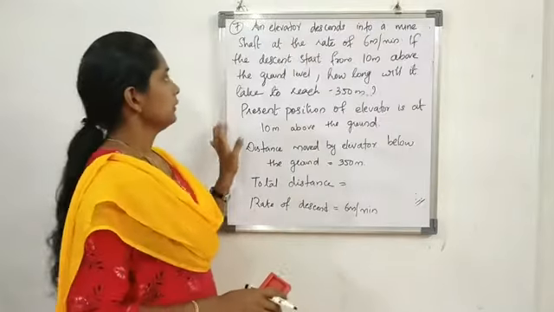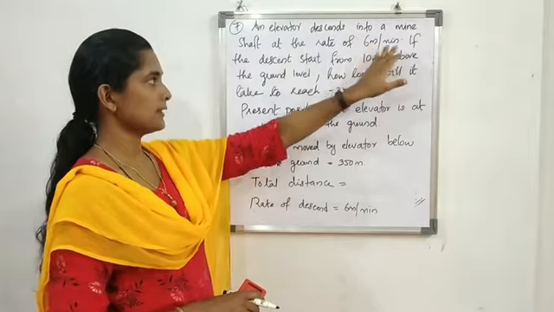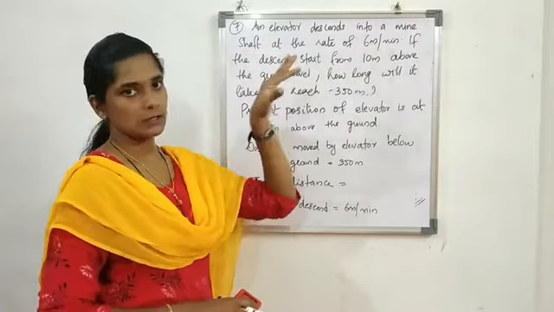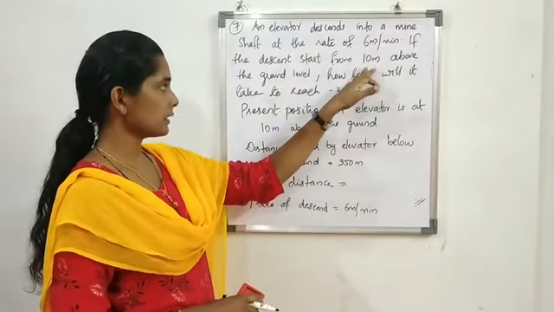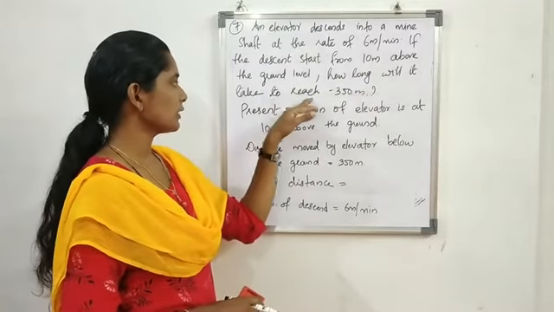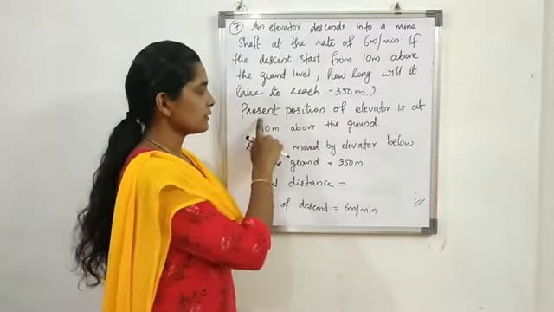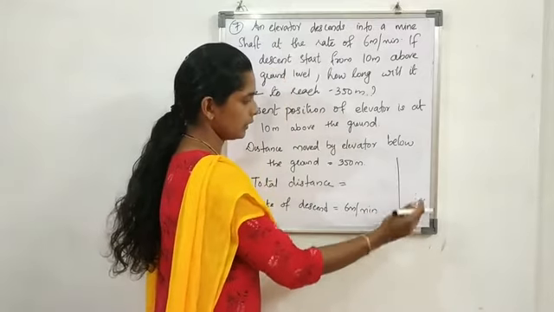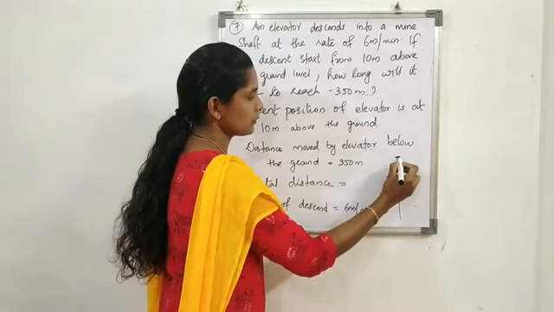Okay. An elevator descends into a mine shaft at the rate of 6 meter per minute. Then per minute it will go 6 meter. If the descent starts from 10 meter above the ground level, how long will it take to reach minus 350 meter? That means the present position of this elevator is 10 meter above the ground level.